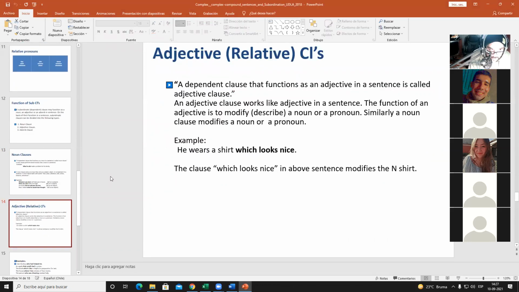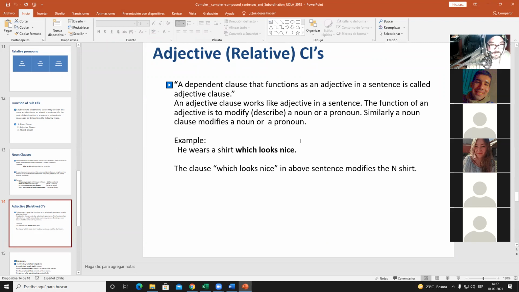Adjective clauses. Adjective clauses are dependent clauses that function as an adjective in a sentence. Therefore, they are called adjective clauses. An adjective clause works like an adjective in a sentence. The function of an adjective is to modify, that is to say, describe a noun or a pronoun. Similarly, an adjective clause modifies a noun or a pronoun, right?